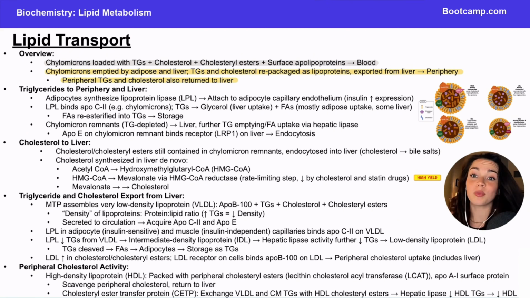So we're going to go through that whole big diagram on the other slide, but just so you understand the outline, we're going to talk first about just triglycerides and how those get to the periphery and the liver. Then we'll switch gears and talk about how cholesterol gets to the liver. Then once we've talked about those two things separately and how they make it to the liver where they'll get repackaged, we'll start to think about them as a unit getting exported from the liver together, and then we'll finish off by talking about that return pathway, that peripheral cholesterol activity.